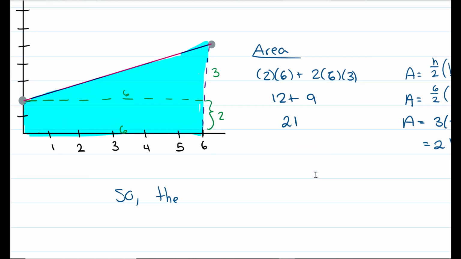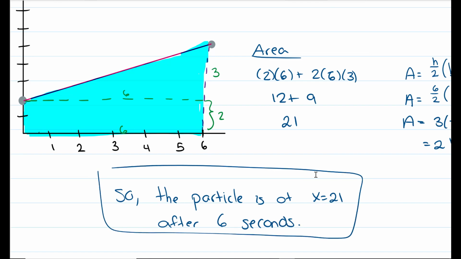So the particle is at x equals 21 after 6 seconds. And that's it.